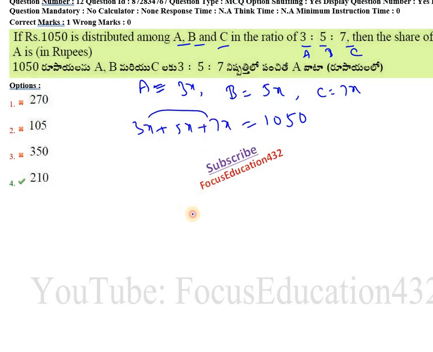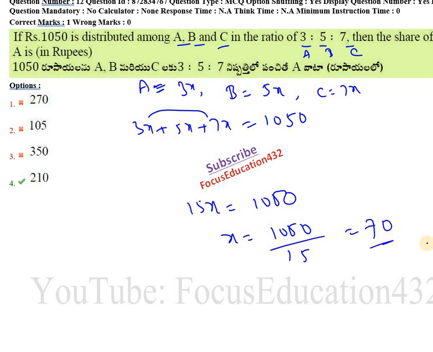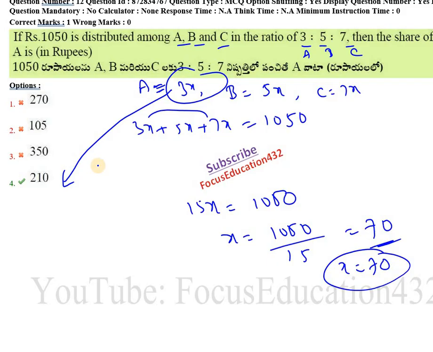So how much is the total? 3 plus 5 plus 7 is 15x, equal to 1050. X is equal to 1050 by 15, 15 7s, you will get x value as 70. So with x value 70, what is the share of A? 3 into 70, 210. If the question is share of B, 5 into 70, 350. If the question is share of C, 7 into 70, 490. So in this way you have to solve this one.